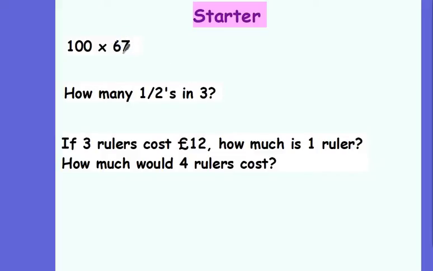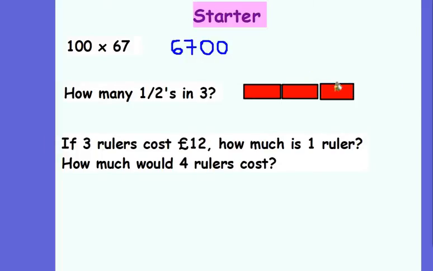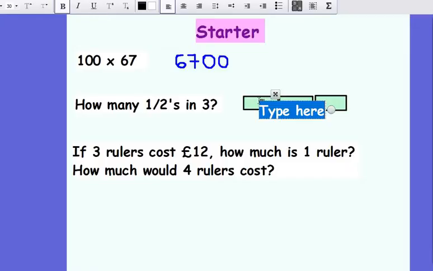Right, let's go through the answers. 67 times 100 means I need to move my 6 and my 7 up my place value table 2 places to give me 6,700. When I'm asked how many halves are there in 3, well, if I split 3 into 3 lots of 1, like so, each of these bars is 1.